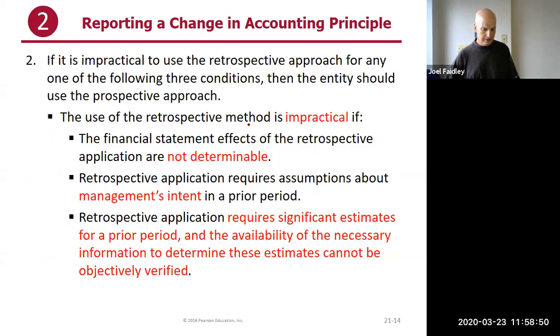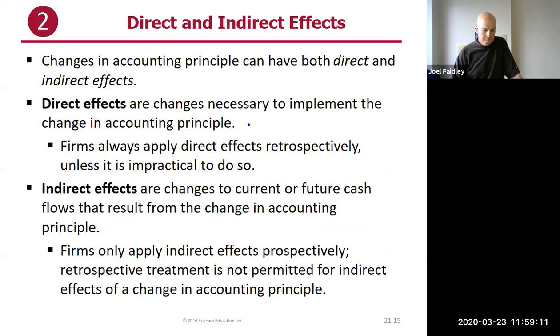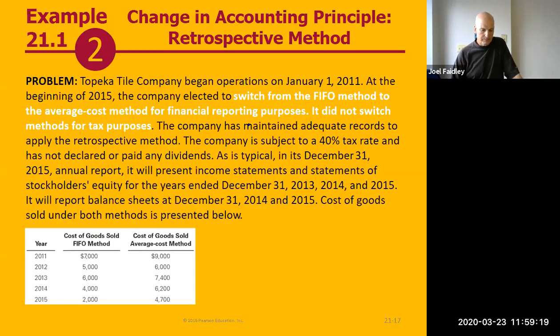They use a term here called impractical. Is it impractical to go back retroactively? Maybe in the old days when people used 24 columnar pads, but today with the use of software, it's usually determinable. Direct and indirect effects associated with these changes. Kind of skip through that.